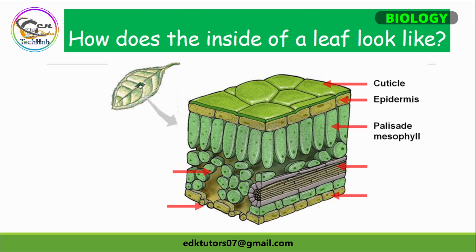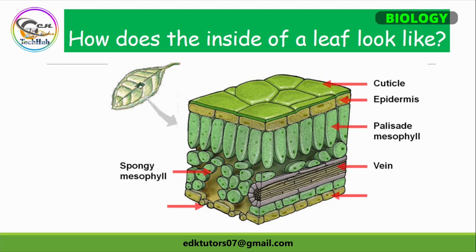Then we have what we call the palisade mesophyll layer that is made up of the mesophyll cells. The next layer, we talk of the spongy mesophyll layer, made up of the cells that are loosely arranged. They are scattered. There's plenty of what we call intercellular air spaces within. We have this part of the leaf referred to as the vein that contains the major tissues for transport of materials. Here is where we have the xylem tissue and the phloem tissue.